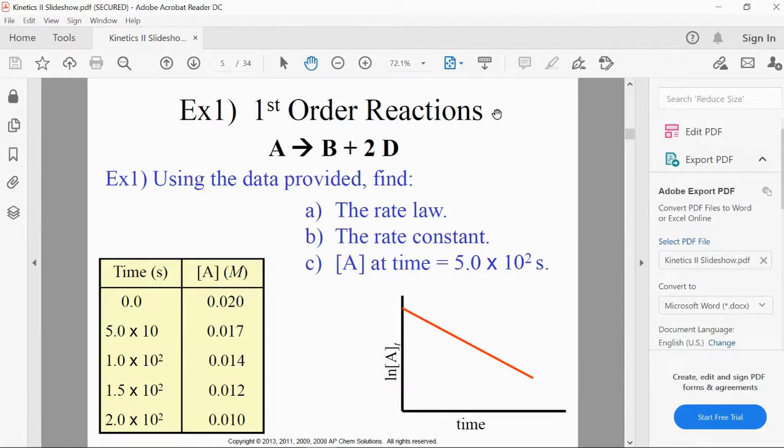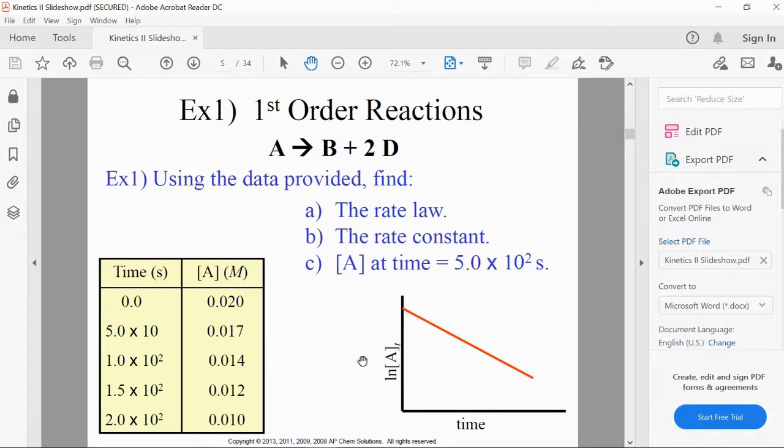So an example, let's say we have this reaction, A produces B plus 2D, and we want to find the rate law, the rate constant, and the concentration of A at time equals 500 seconds, which is not part of this data table. So we can extrapolate that from the integrated rate law. And then we're provided this graph.